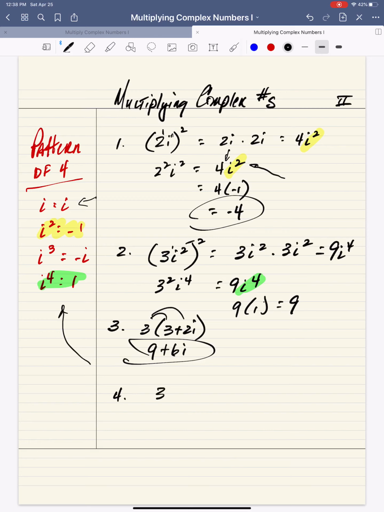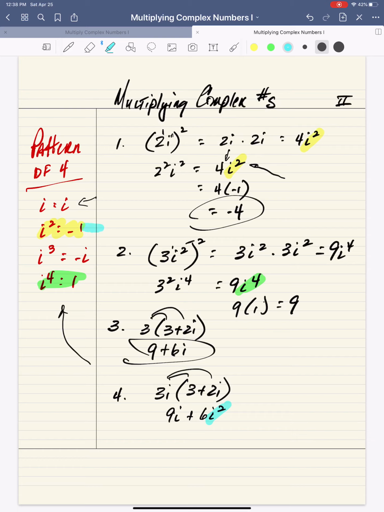Let's try one where you have to actually change it. So let's say you have 3i times 3 plus 2i, okay? Again, distributing, that's going to be 9i. You can see right away that that's not going to change. And then you have plus 6i squared, and that is going to change.